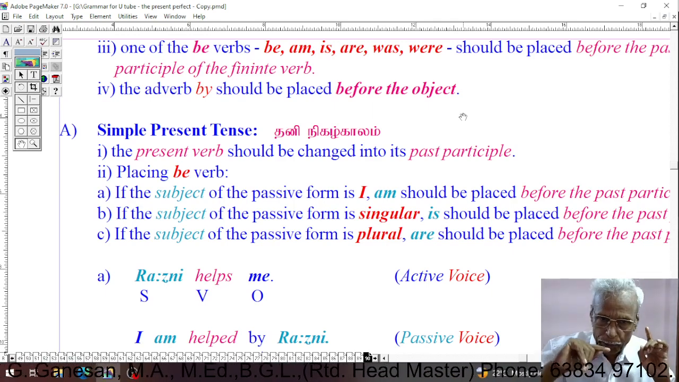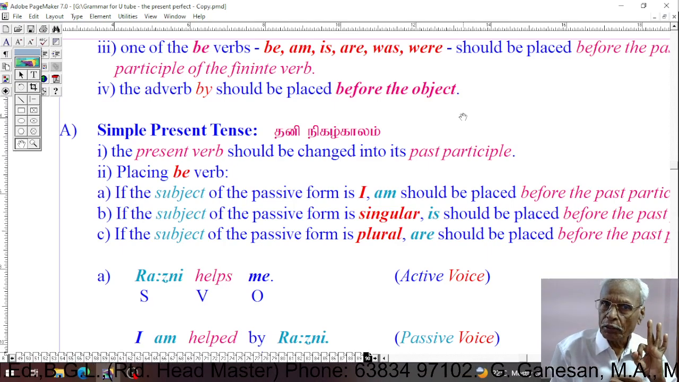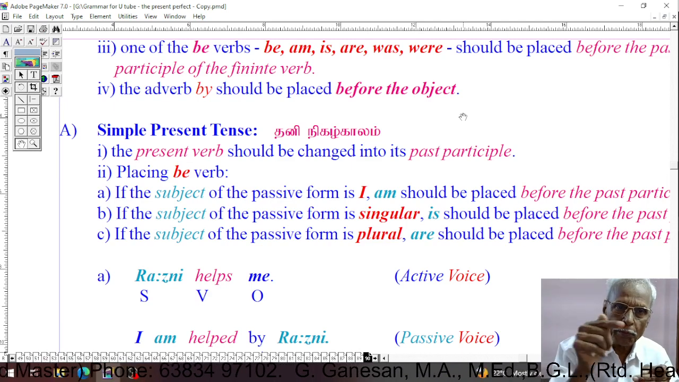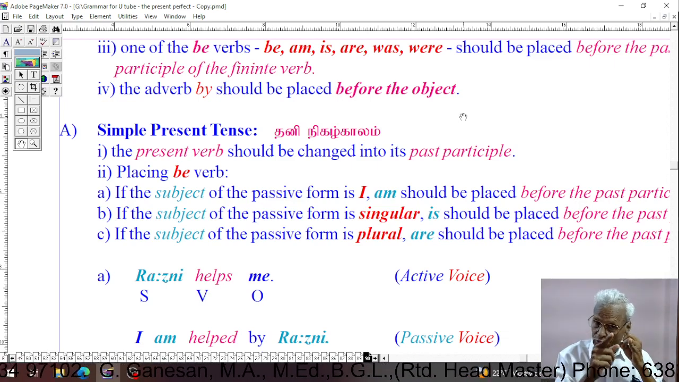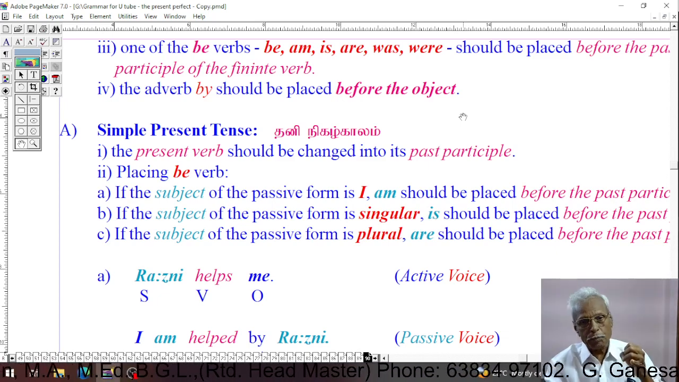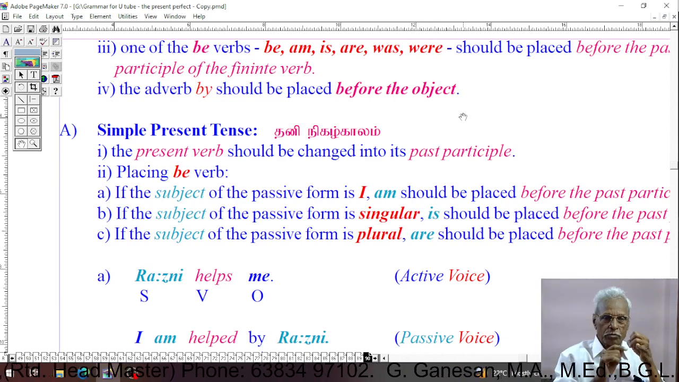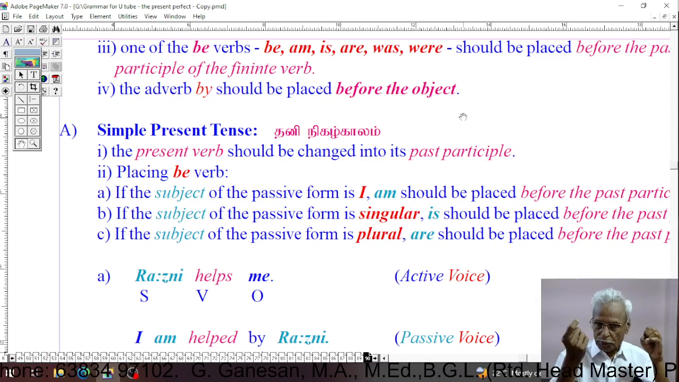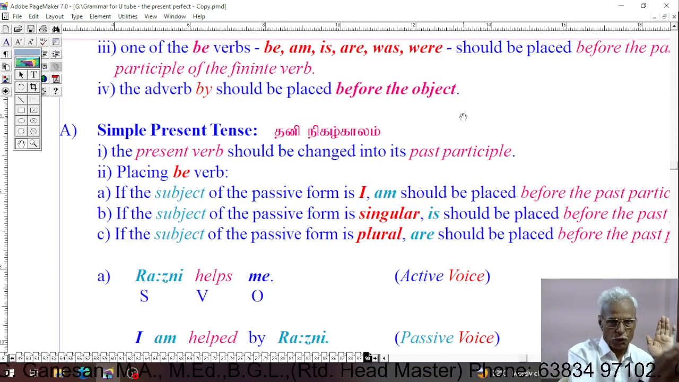What are the rules for placing be verbs? Regarding simple present tense, among the 3 be verbs am, is, are, one of the be verbs should be placed before the past participle. If the subject of the passive sentence is I, am should be placed before the past participle. If the subject of the passive sentence is singular, is should be placed before the past participle. If the subject of the passive sentence is plural, are should be placed before the past participle. That's all.